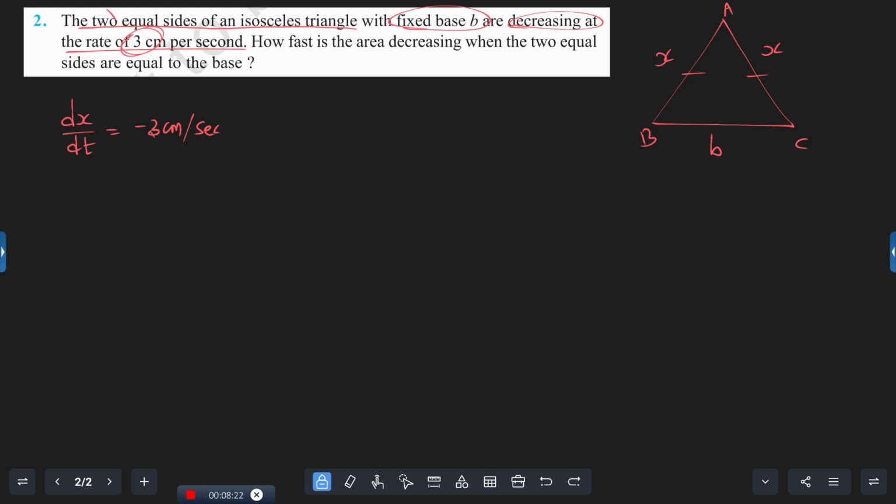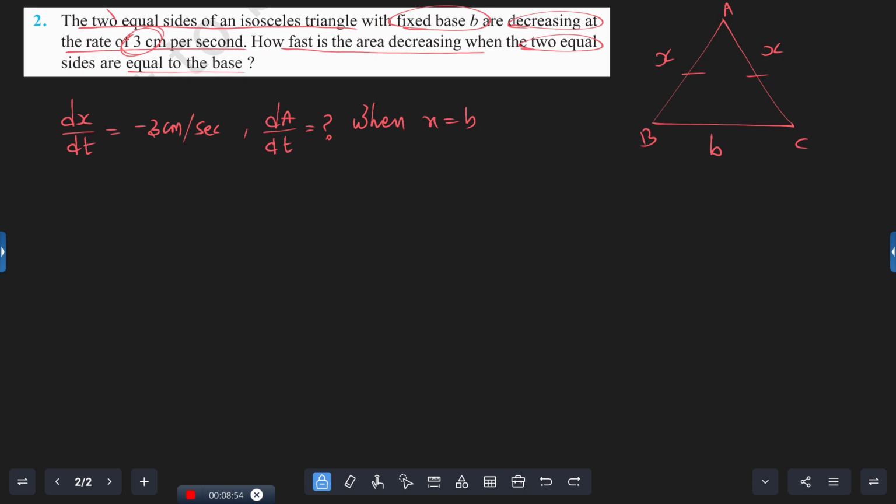Next, how fast is the area decreasing when the two equal sides equal the base? Listen carefully. We have to find the area. How fast is the area decreasing when x is equal to b? They said when the two equal sides are equal to the base. The two equal sides I have taken as x. When x equals b, what is the rate of decrease of area? That is the question.